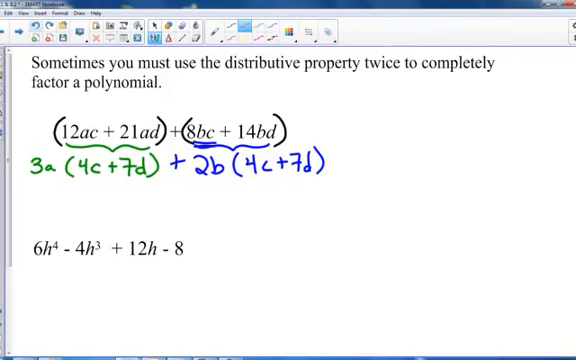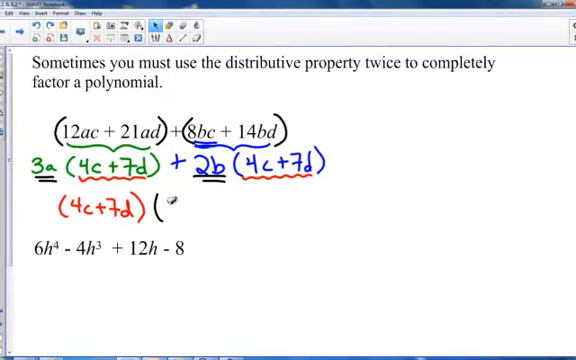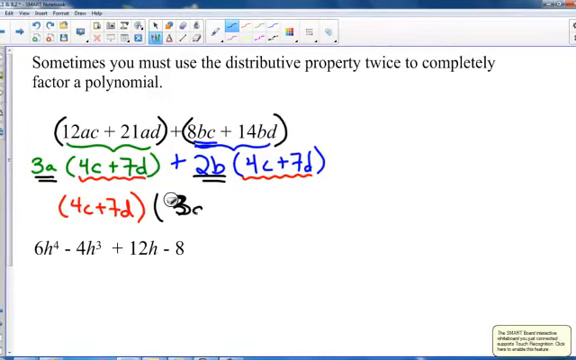Now, do you notice that this parentheses is the exact same thing as that parentheses? So I can factor that out. And then I am left with, oh my, why is this not writing? 3a plus 2b. So this is my answer.